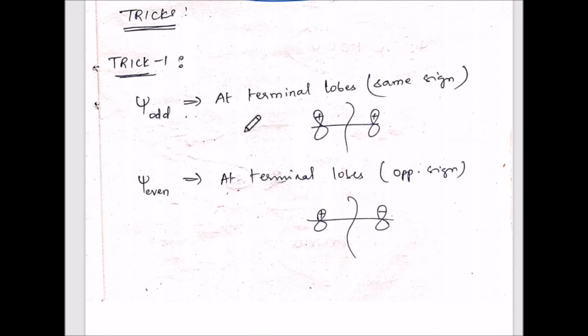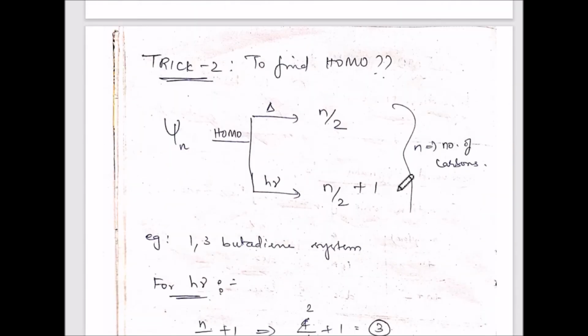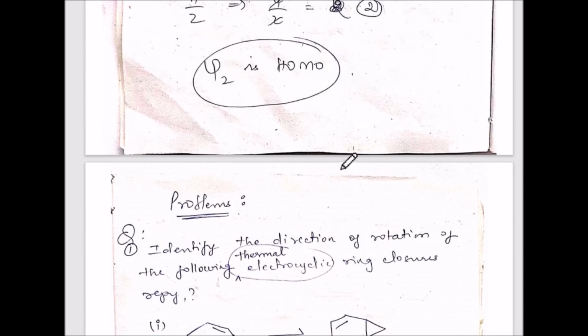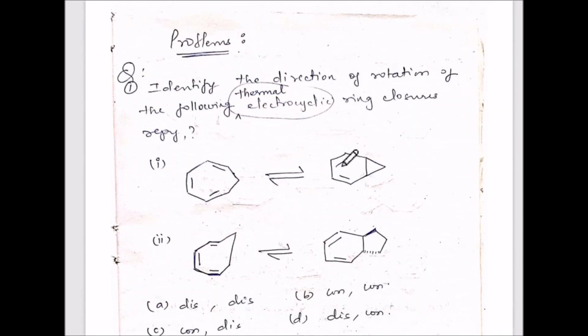So these are some tricks which we discussed. If it is odd in terminal lobe, you put same sign. If even in terminal lobe, you put opposite sign. Then to find HOMO, in thermal condition it is n by 2, where n represents number of carbons. In photochemical, n by 2 plus 1, where n is again the number of carbons, and that is your HOMO for photochemical condition. The example is worked out here. In the next video we will discuss some problems related to electrocyclic ring closure, and some more detailed concepts, how to solve some stereochemical questions in your exams.